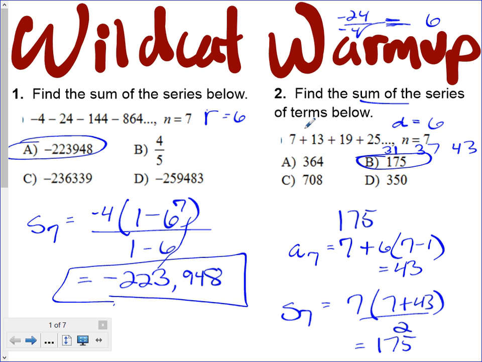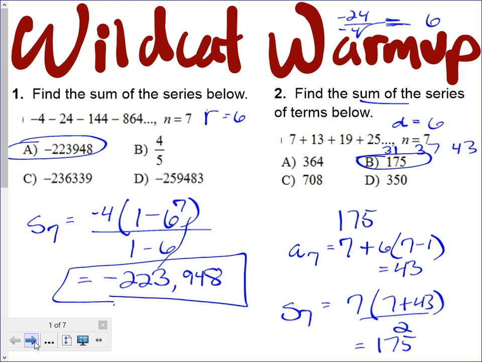Look at the difference between arithmetic and geometric. Arithmetic requires 2 equations to find the series, the sum of all the terms. Geometric's a little bit easier in that you only have to do 1 equation. Okay, today we're going to do basically the same thing, but I'm going to throw in some new notation. So it's just going to look a little bit different.